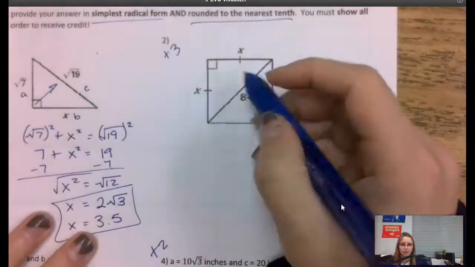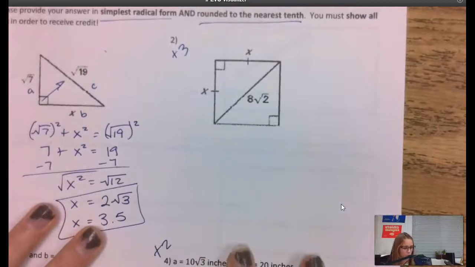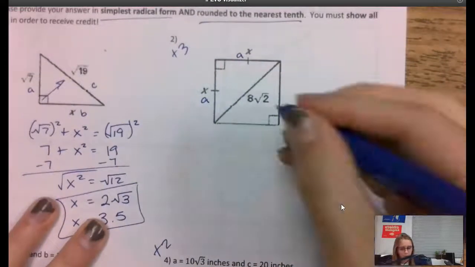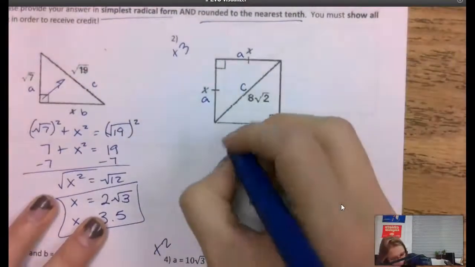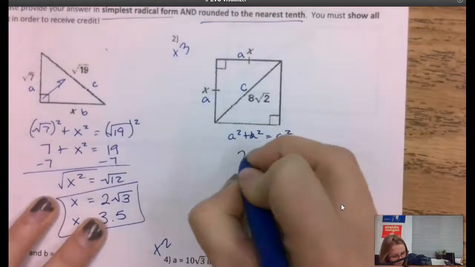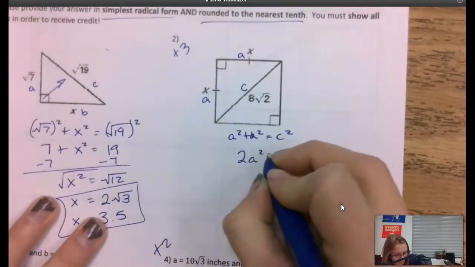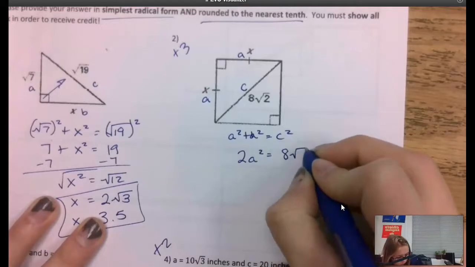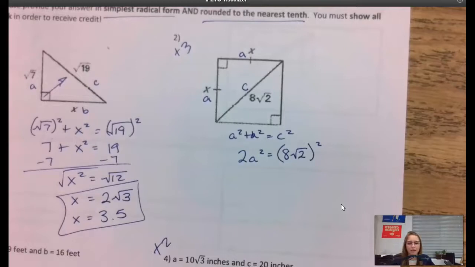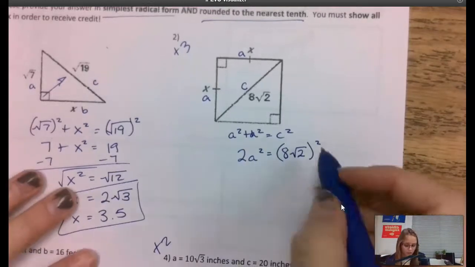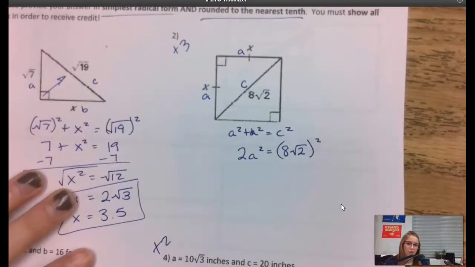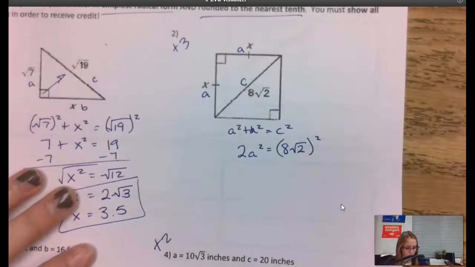Over on this one, I kind of helped you set it up because it is a more difficult problem. Both of these sides, since they're the same length, are labeled by the same letter, and this one is c. So we have a squared plus a squared equals c squared, which is ultimately 2a squared equals 8 radical 2 squared. It was important that you had those parentheses so you remembered to distribute the square to both items. If you got this one wrong, it's probably because you didn't do the squared properly.